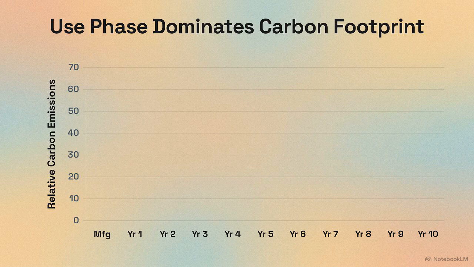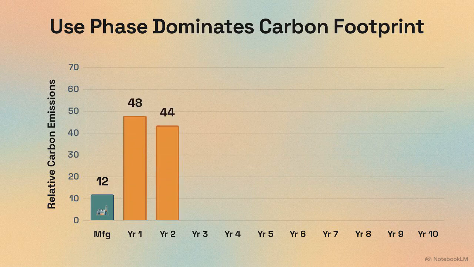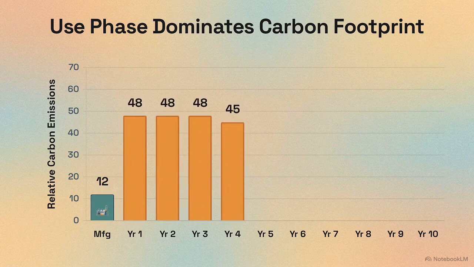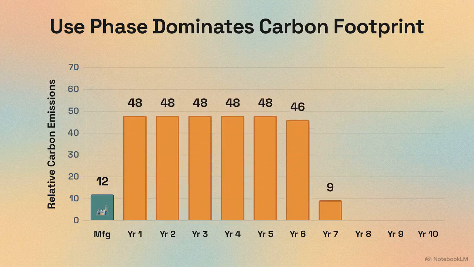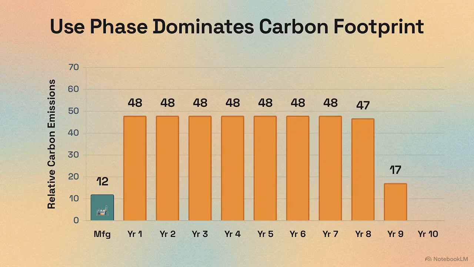This chart shows Category 11, use of sold products. For many companies, this is the largest source of carbon. If automakers build gas-powered cars, they are accountable for exhaust generated every time a customer fills the tank and drives it over the next decade.